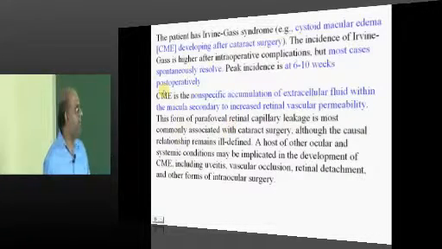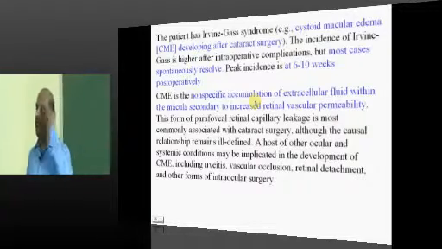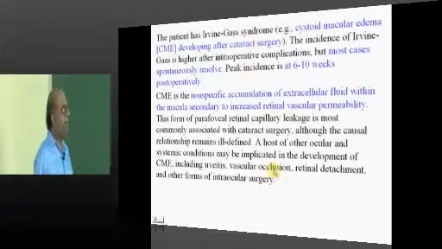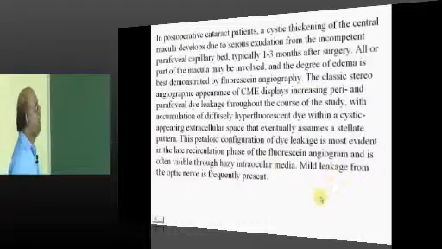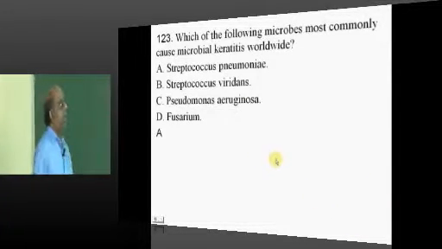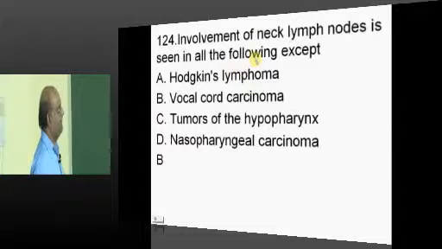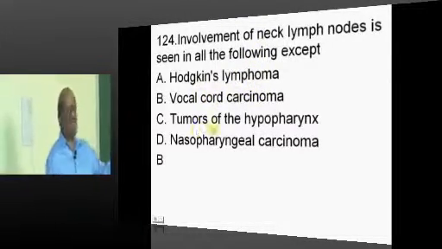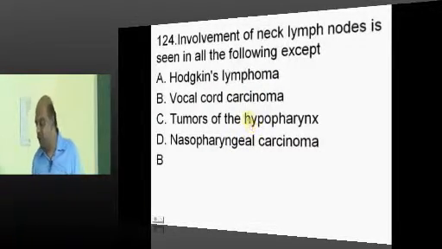Most of these cases will resolve spontaneously. Irvine-Gass syndrome, where after phacoemulsification of a cataractous lens, cystoid macular edema develops, is a complication generally seen between 6 to 10 weeks post-operatively. It is Streptococcus pneumoniae that is worldwide the most common cause leading to microbial keratitis. Lymph node involvement is very common with Hodgkin's, everything, not vocal cords, because vocal cords don't have lymphatic drainage, is what needs to be remembered.